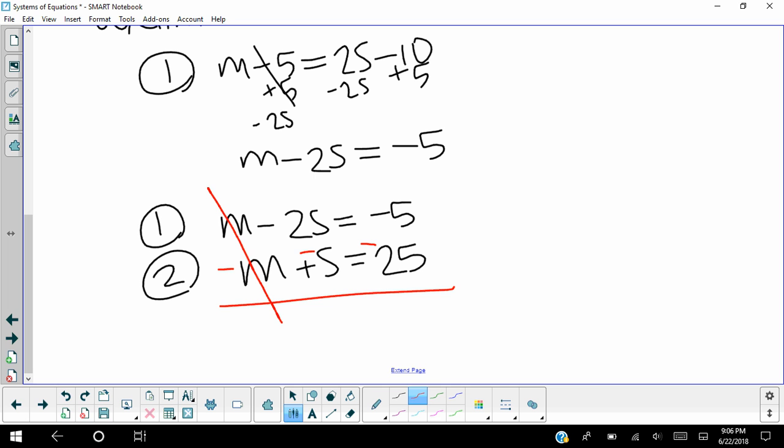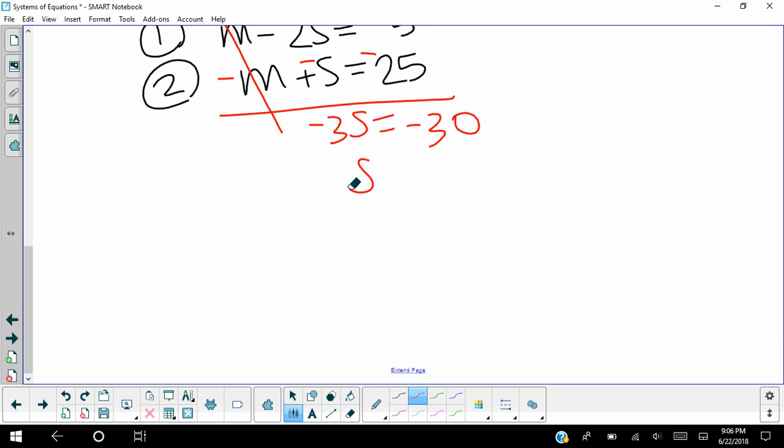Well, so the m's cancel. Negative 2s minus s is negative 3s, and negative 5 minus 25 is negative 30. And then divide both sides by negative 3, so you get 10. A lot of times people are weirded out by negatives on word problems, but notice I had a negative on both sides. It ends up canceling out.